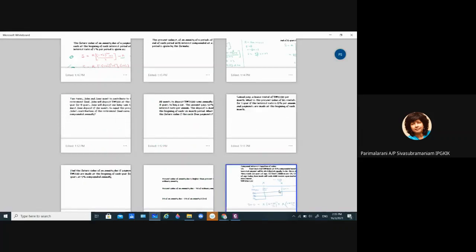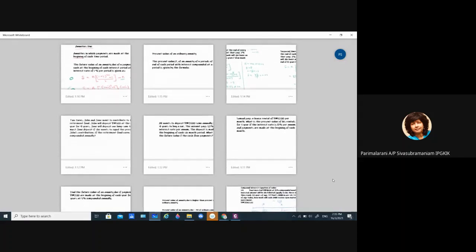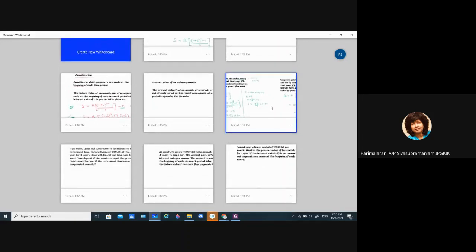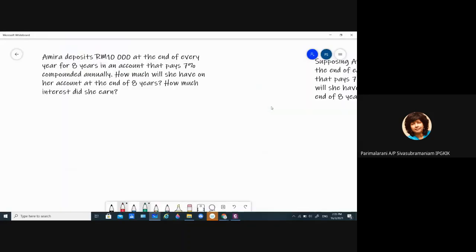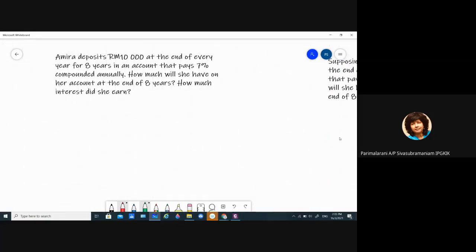Before I continue with today's lesson, I want to do some examples first for future values of annuity. Let's look at this question. Amira deposits 10,000 at the end of every year for 8 years in an account that pays 7% compounded annually. How much will she have in her account at the end of 8 years, and how much interest did she earn?